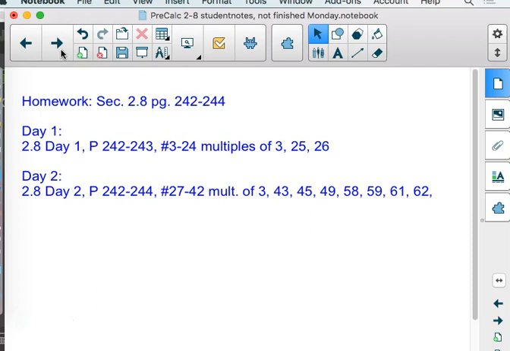27 to 42 multiples of 3. 27, then you do 30, then you do 33, etc. And then 43, 45, 49, 58, 59, 61, 62. You have to take a picture if you want to. Otherwise, I'll make sure I get that.